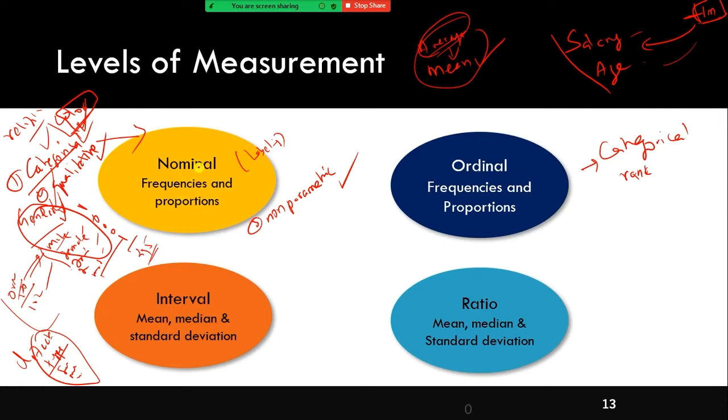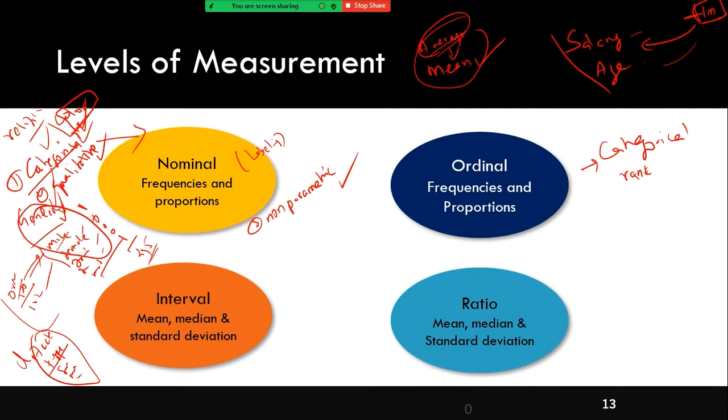The median, mode, we have something called mode. Mode is something like frequencies, okay? Only that one you can use. The same thing is applicable here also. The ordinal is also a categorical variable, and it is also called a qualitative variable.